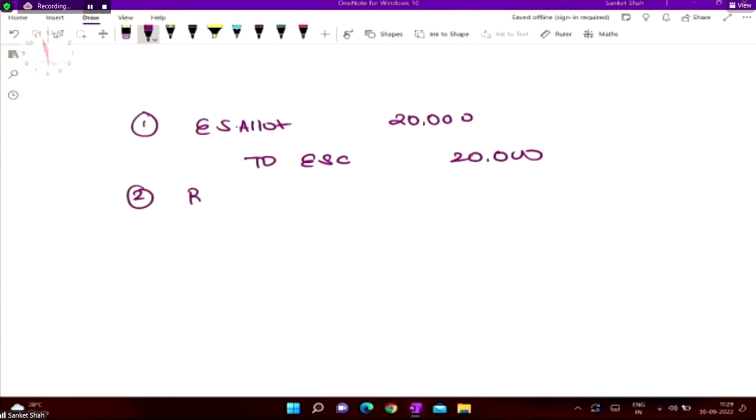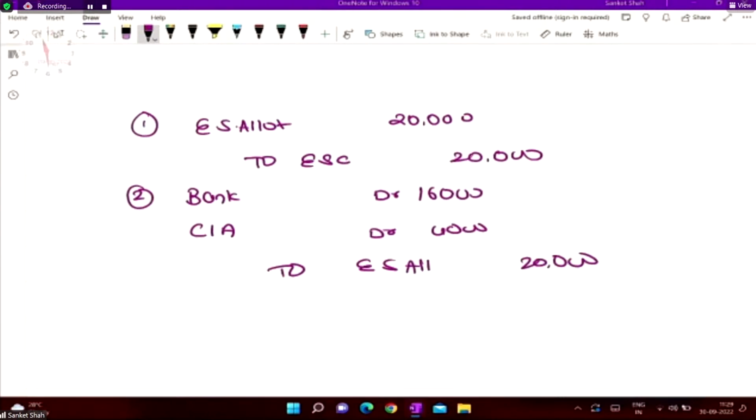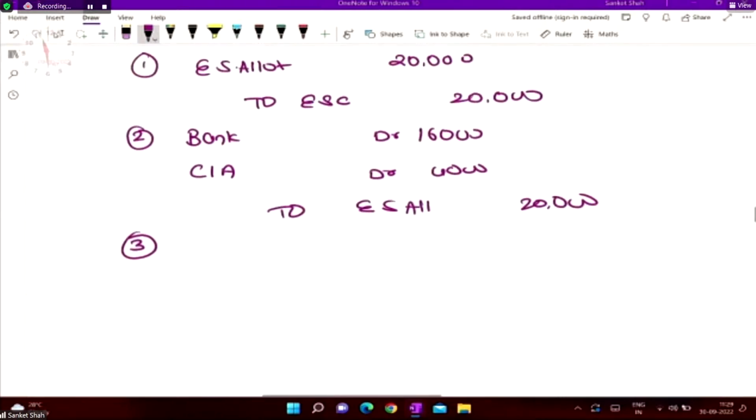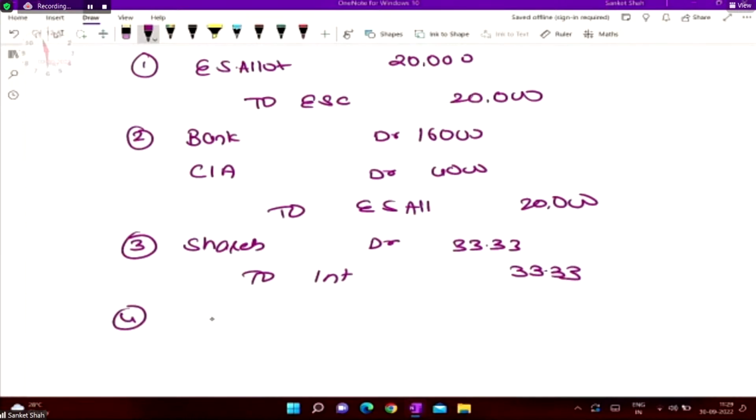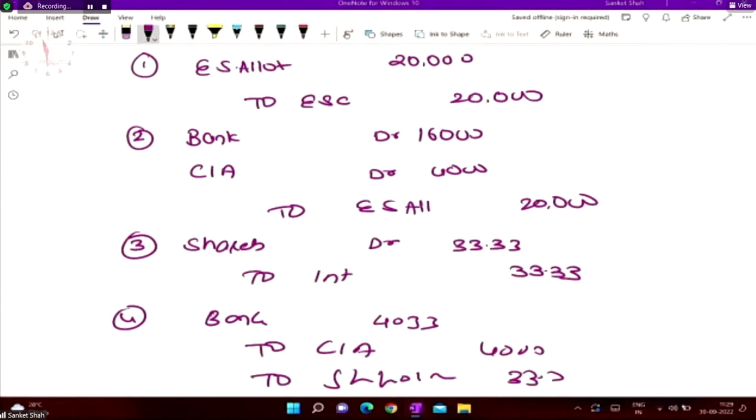Second entry, quickly revised. Bank account debit 16,000. Calls in arrears account debit 4,000, to equity share capital, allotment 20,000. Third entry, shareholder account debit to interest 33.33 on 4,000 for 1 month. And then bank account debit to calls in arrears to shareholder. 4033, calls in arrears 4,000, 33.33.